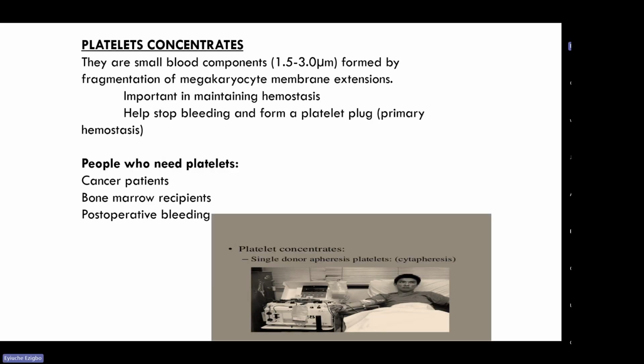So platelet concentrates, they are small blood components. We know platelets are formed by fragmentation of megakaryocyte membrane extensions. They are important in maintaining hemostasis, help stop bleeding, and form a platelet plug. So the platelets are involved primarily in blood coagulation. So they are very, very important in the body.